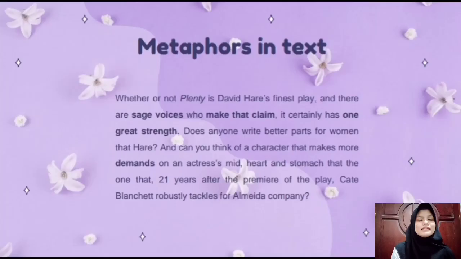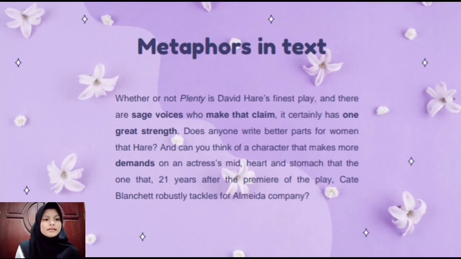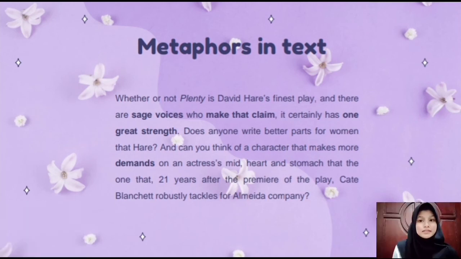The last is metaphor in text. Here, the phrase "sage voices" is participants. Second, the phrase "make that climb" is processes. Third, the phrase "one great strength" is attributes. And the last, the word "demands", is participants. That's all from me. The presentation will continue by Siti Sarah.